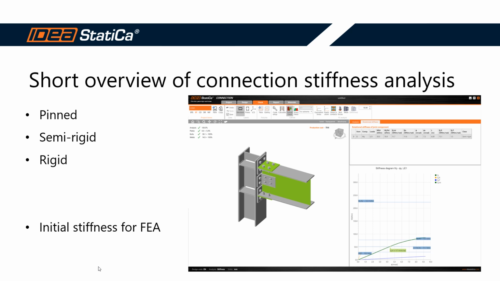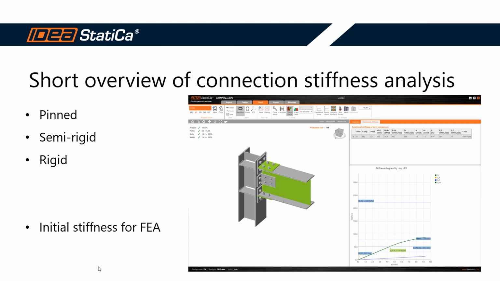Our next point is the overview of connection stiffness analysis. What do we have this analysis for? We always assume some rigidity in the connection. When we calculate a global analysis model in applications like SAP 2000, SCIA, or Global, we always connect members together by some hinges. They can be pinned or they can be rigid.